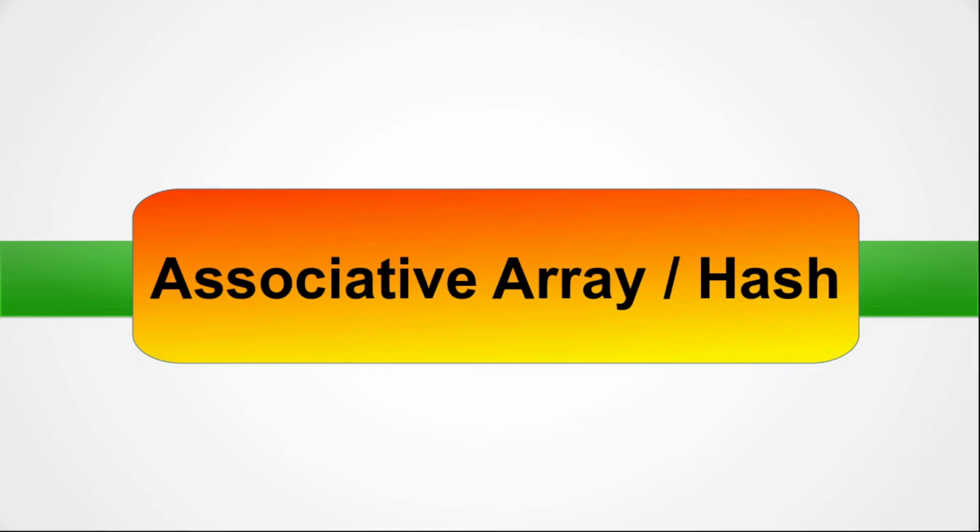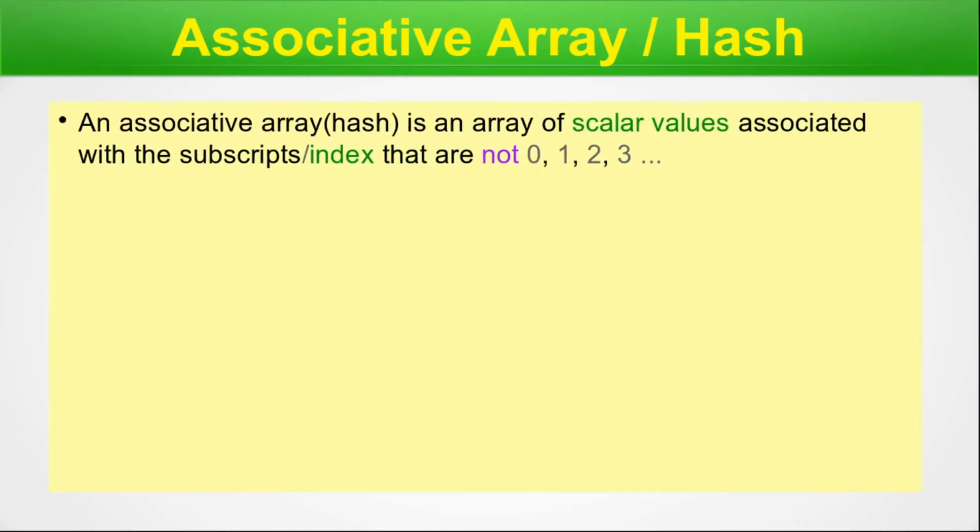Let's begin. Associative array or hash. An associative array or hash is an array of scalar values associated with subscripts or index that are not 0, 1, 2, 3, 4. Now, this is very different from the regular array that you might have seen in C programming language, because there an array only has index starting from 0 and increasing by integer. Here the index could be anything. Let's see how it is.